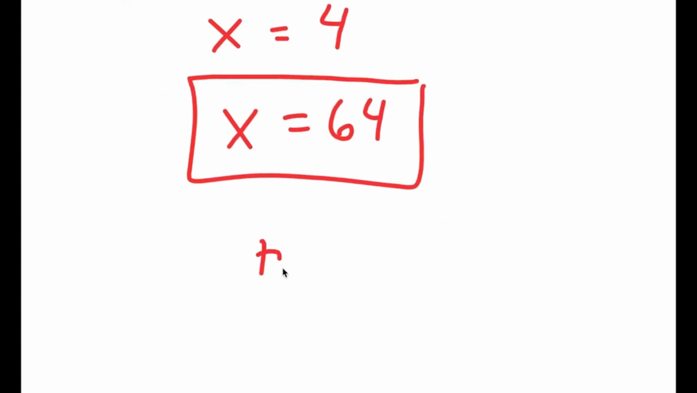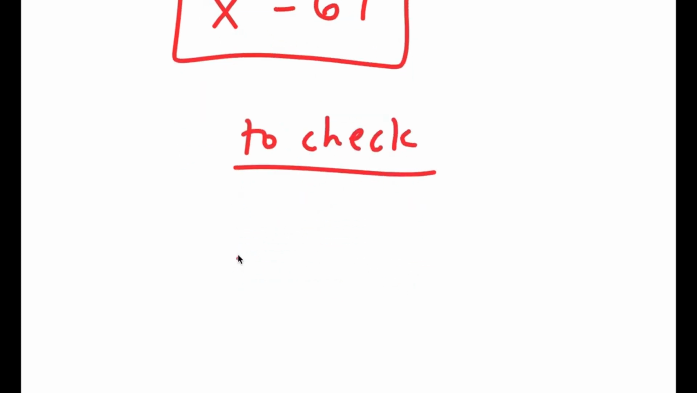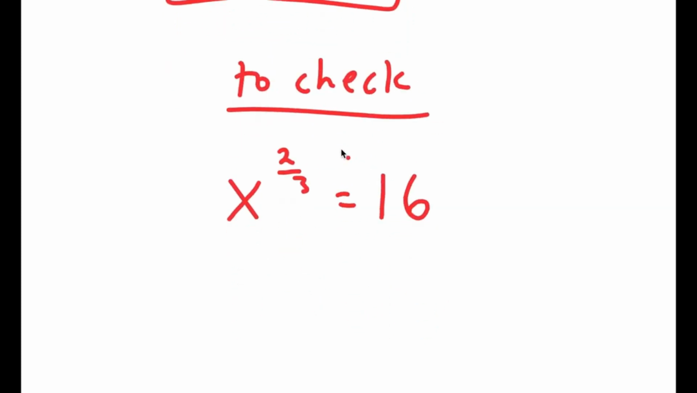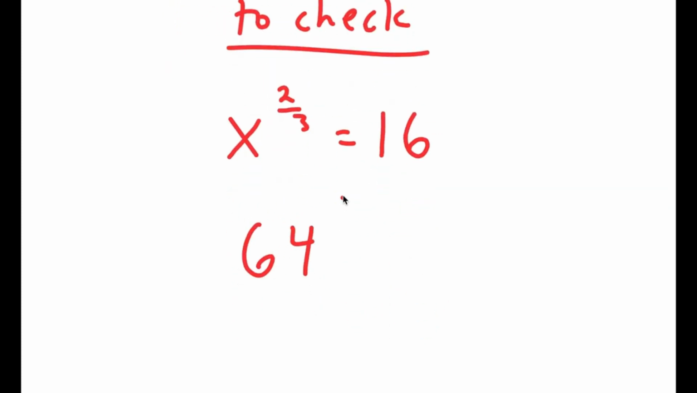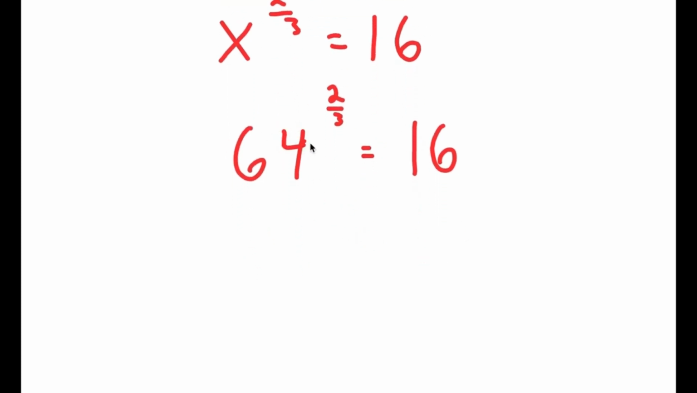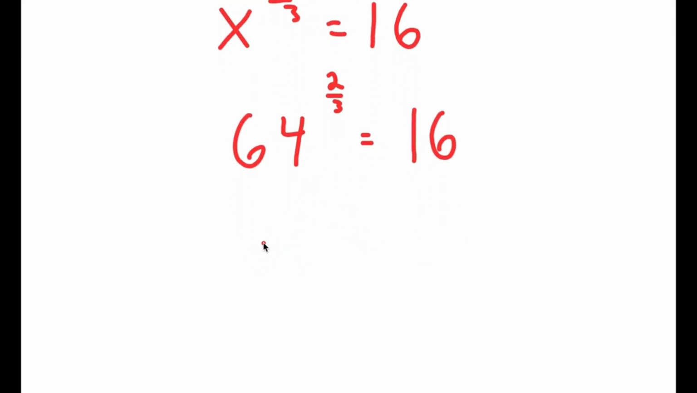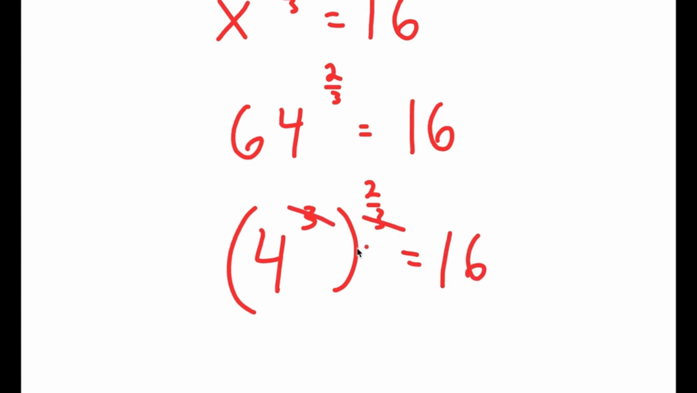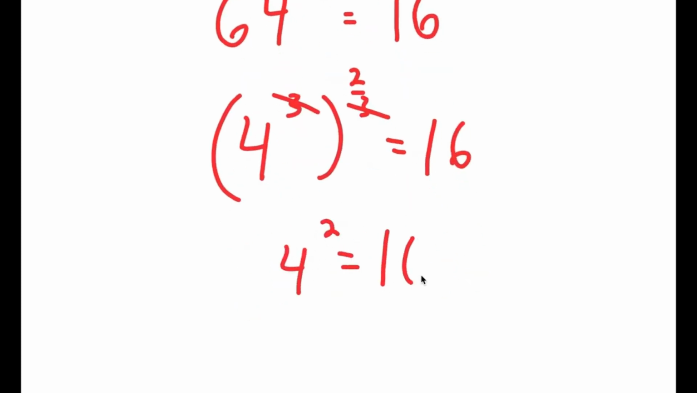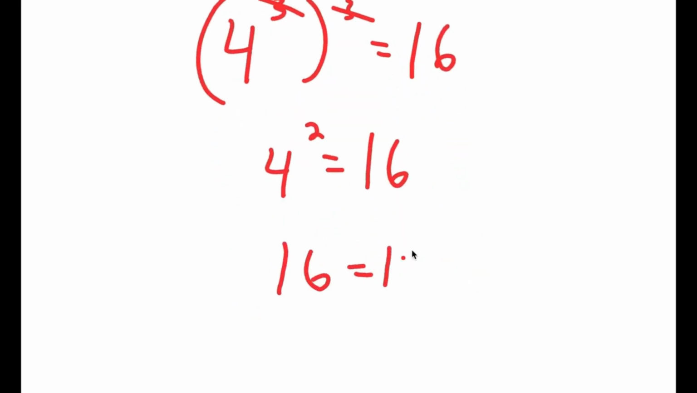Now, I'm going to check to see if this is right. So my original equation was x to the power of 2 over 3 is equal to 16, and x is 64. So I get 64 to the power of 2 over 3 is equal to 16. Now 64 is the same thing as 4 to the power of 3. So now I get 4 to the power of 3 to the power of 2 over 3 is equal to 16. Then these two cancel out, so I get 4 squared is equal to 16, and 4 squared is 16, so I get 16 is equal to 16.